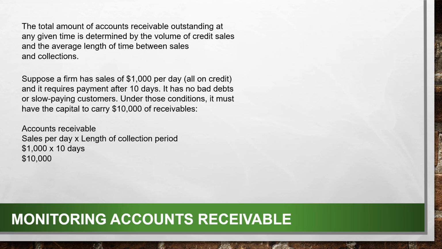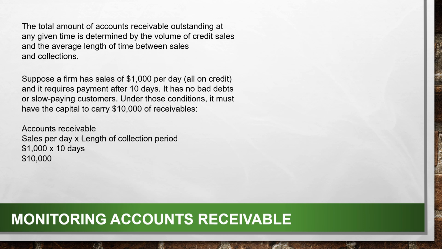If either our sales or our collection period changes, of course, it will change our accounts receivable. For example, if our sales double to 2,000 per day, our receivable would also double, right? So 2,000 times 10, that will become 20,000. So it will double. The firm, in this case, would need an additional 10,000 to finance the increase.